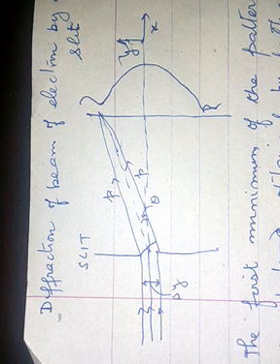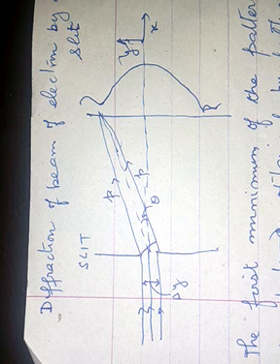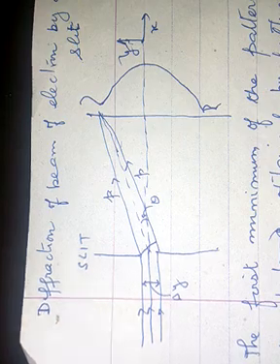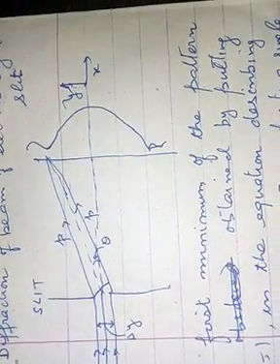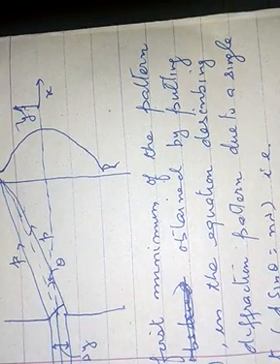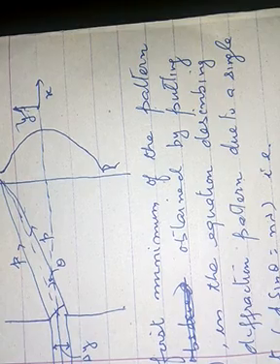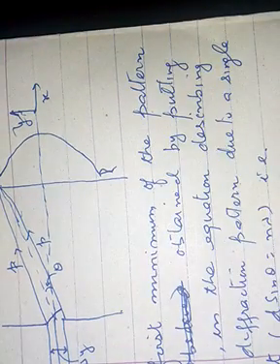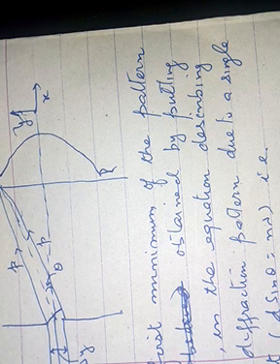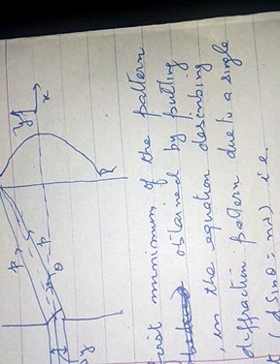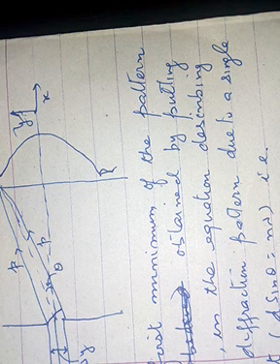The first minimum of the pattern is observed by putting n equal to 1 in the equation describing the diffraction pattern due to a single slit, that is d sin theta equals n lambda. Here d will be delta y. So for the first minimum n is equal to 1, so delta y sin theta is equal to lambda, where delta y is the width of the slit and theta is the angle of deviation corresponding to the first minimum.